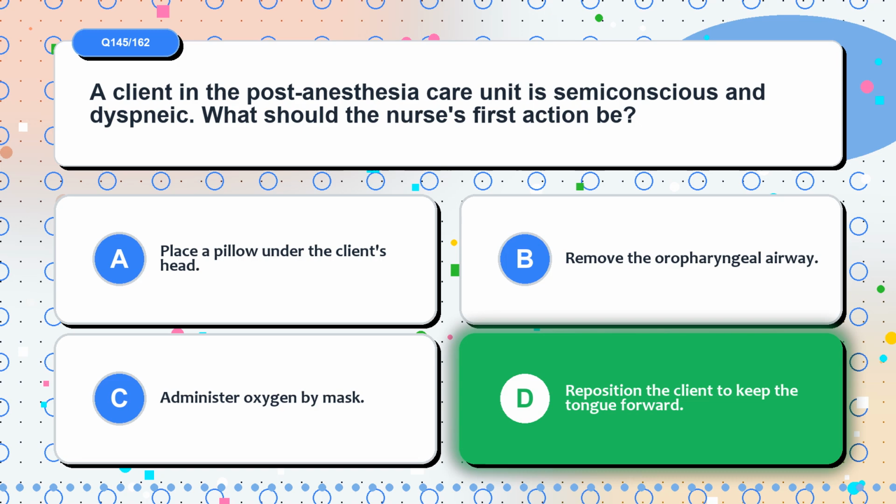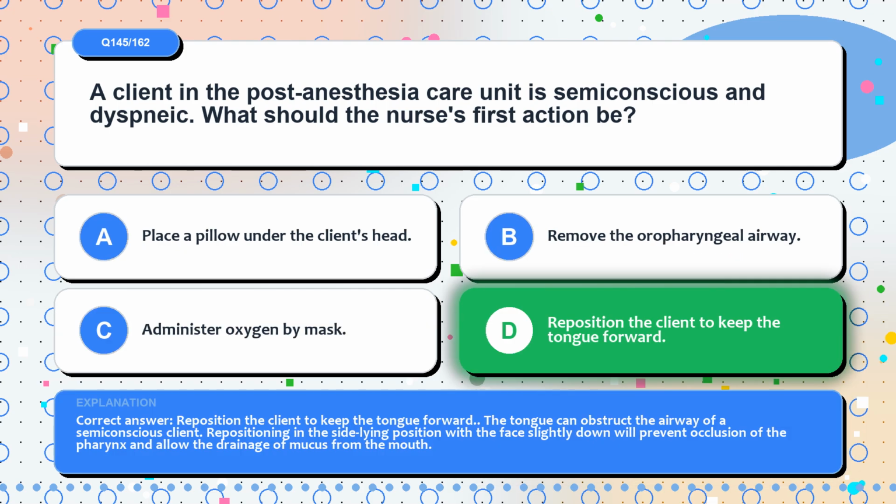The correct answer is option D. Reposition the client to keep the tongue forward. The tongue can obstruct the airway of a semiconscious client. Repositioning in the side-lying position with the face slightly down will prevent occlusion of the pharynx and allow the drainage of mucus from the mouth.